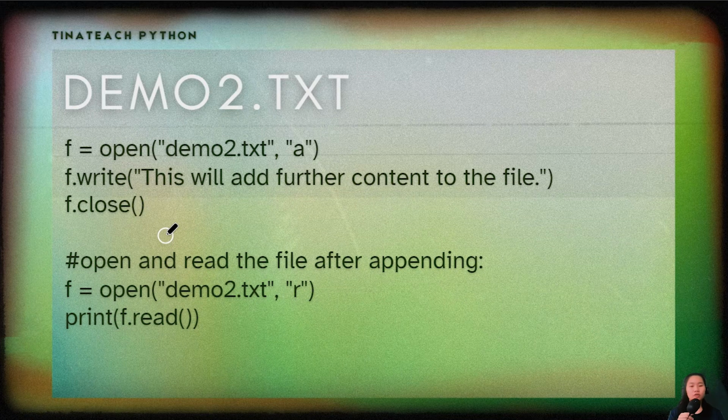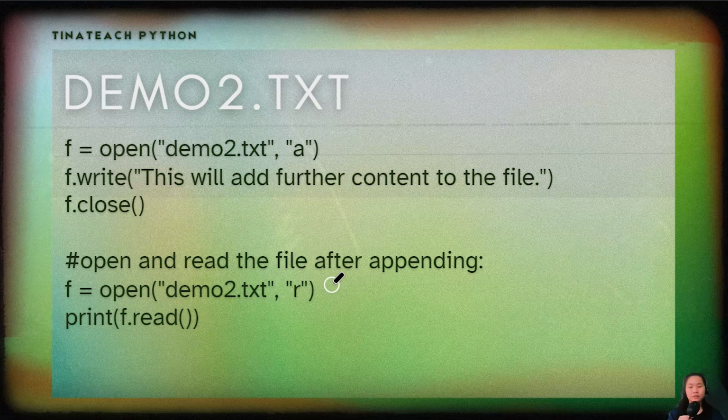However, for us to be able to check that everything went smoothly, we need to open and read the file. We can do that using open demo2.txt, R for read, and then print out what is in the file. Very simple. Open, add in stuff, close it, and then open it again, but read it and then print what Python has read so we can check.